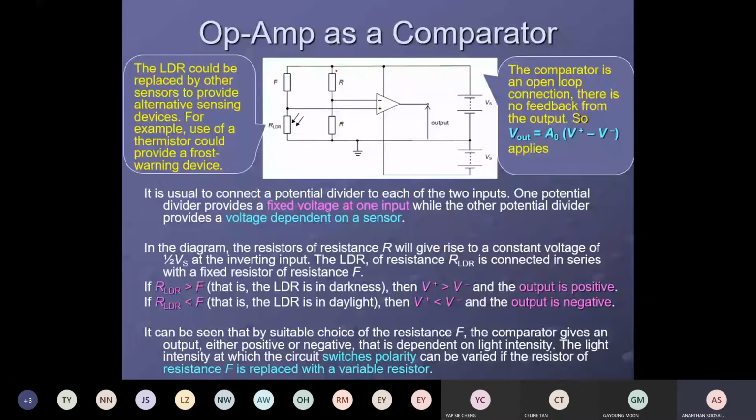Please see here, this is R and this is R. This is another resistance F, and here they place the LDR sensor. Let's say I give the voltage Vs as 10 volt. This is positive 10 volt. So if I give 10 volt here, what is the potential here? Positive 10 volt. So the potential here and here will be, as usual, the same, positive 10 volt.